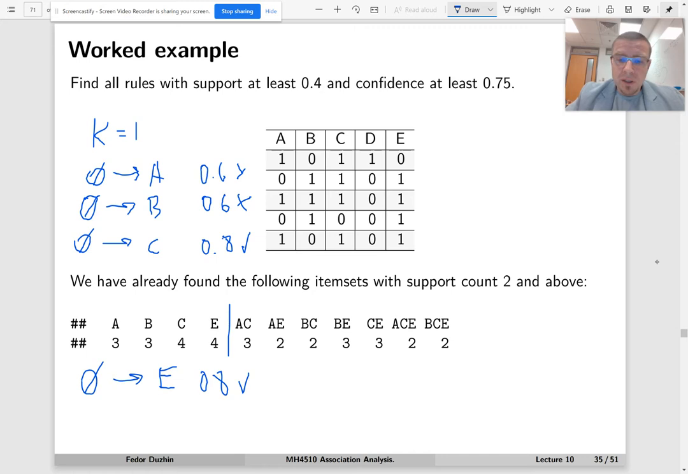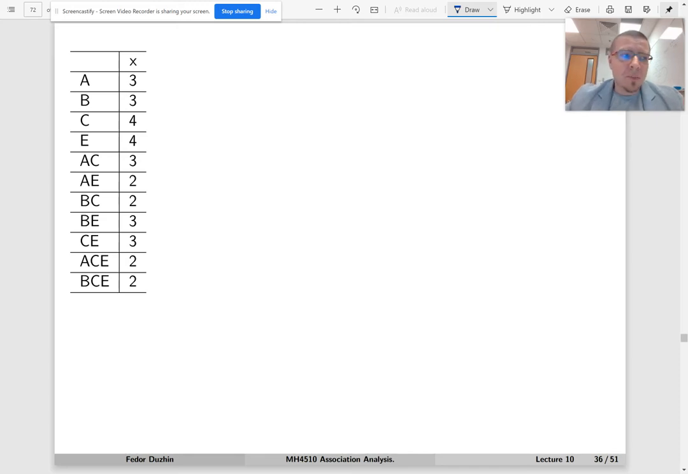one item set. So notice that the count of any set with 2 or more items is 3 or fewer, so it does not satisfy this threshold, which means it doesn't make sense to try considering rules of the type empty set implies something else. We shouldn't bother considering these from now on. We will only consider proper association rules where both the left hand side and the right hand side are non-empty.